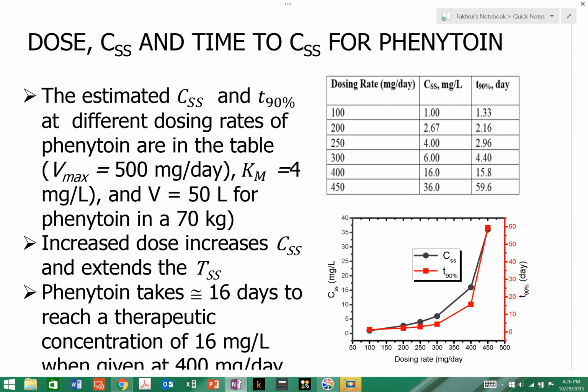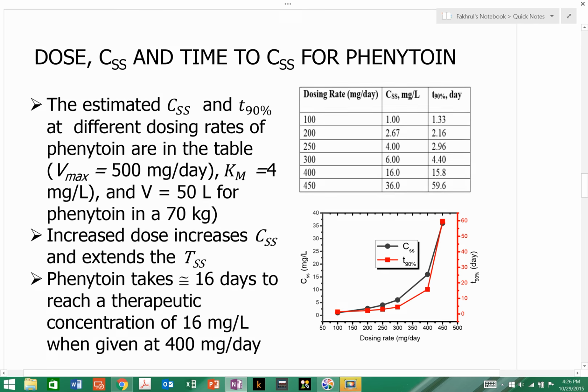Now some of the concepts we have to discuss, because in assignment there are some concept questions, and I will ask some concept questions. First, how CSS, the steady state concentration, and TSS, the time to reach steady state, are related to the dose in case of phenytoin. As you can see, as dosing rate is increasing, CSS increases with the dosing rate, and time to reach steady state also increases with the dosing rate.